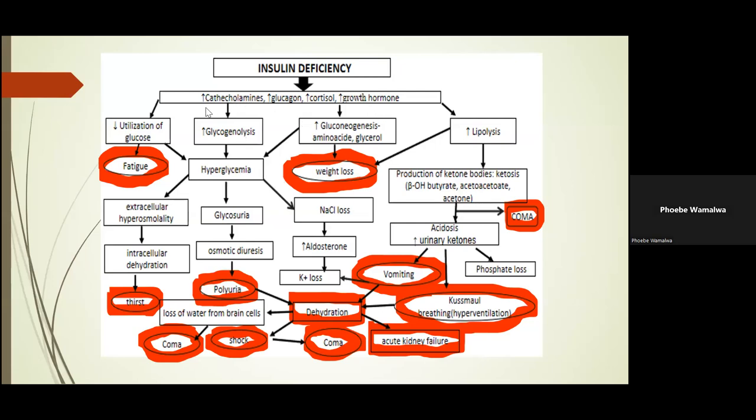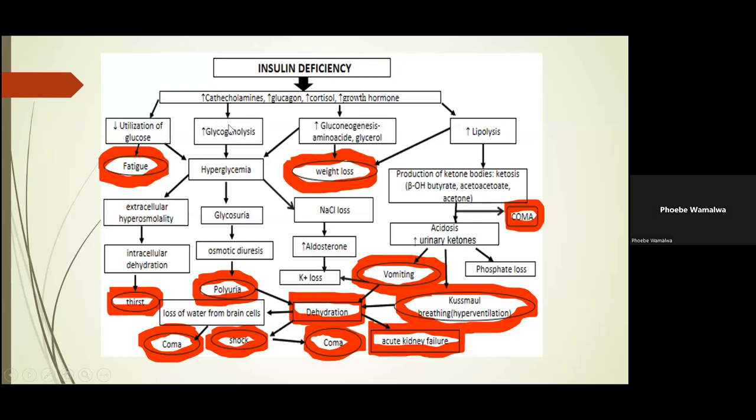And what happens with these hormones is, number one, there's reduced utilization of glucose because firstly, we don't have insulin, and so the glucose is not able to be utilized by the cells. And there's also release of counter-regulatory hormones, compounding the effect of that. So reduced utilization of glucose will result in fatigue. So patients will present in OPD with fatigue.